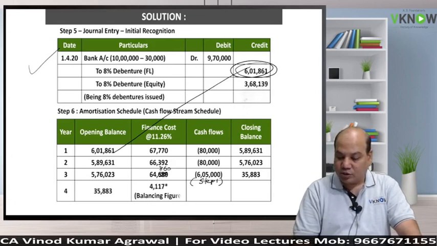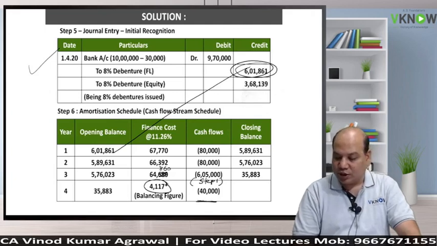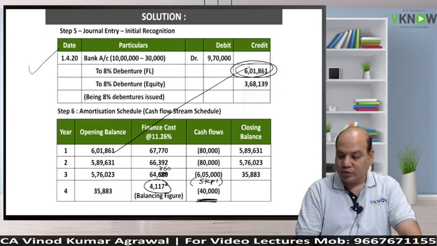So last year what you do? I have told you a trick. Take the finance cost as a balancing figure, because I have to pay 40,000 rupees and after that my balance will become nil.